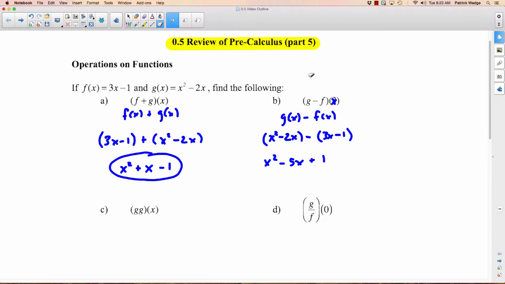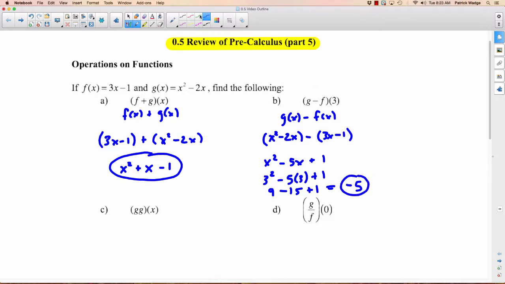But it's not g minus f of x, it's g minus f of 3. So you know what you do now? You plug 3 into these x's. So you get 3 squared minus 5 times 3 plus 1, which means 9 minus 15 plus 1. 9 minus 15 is negative 6 plus 1, negative 5 should be your answer.